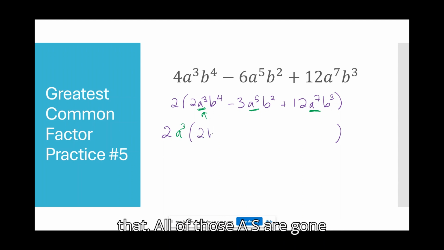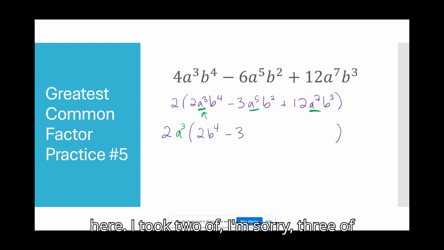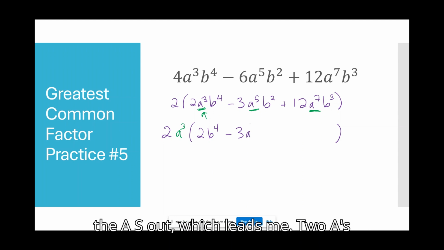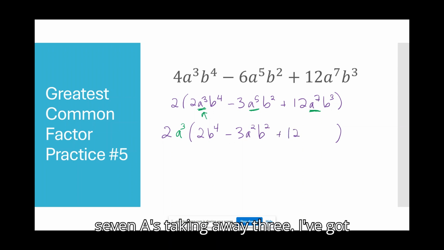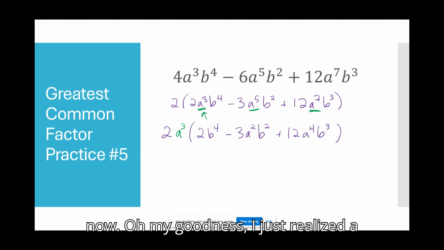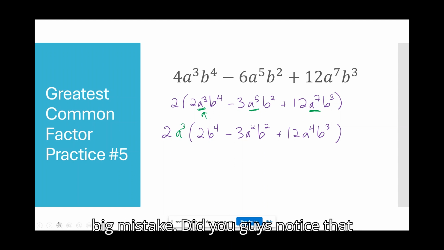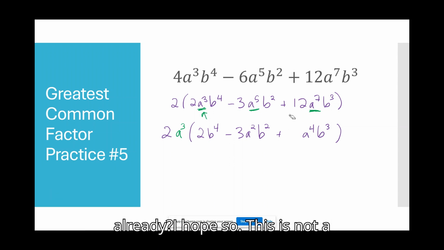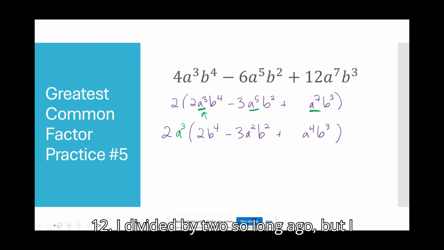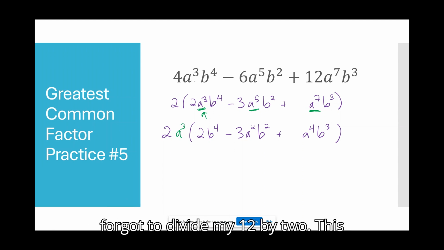All of those A's are gone. Here I took 3 of the A's out, which leaves me 2 A's here. And then 7 A's, taking away 3, I've got 4 A's left. Now, oh my goodness, I just realized a big mistake. Did you guys notice it already? I hope so. This is not a 12. I divided by 2 so long ago, but I forgot to divide my 12 by 2. This should be a 6.